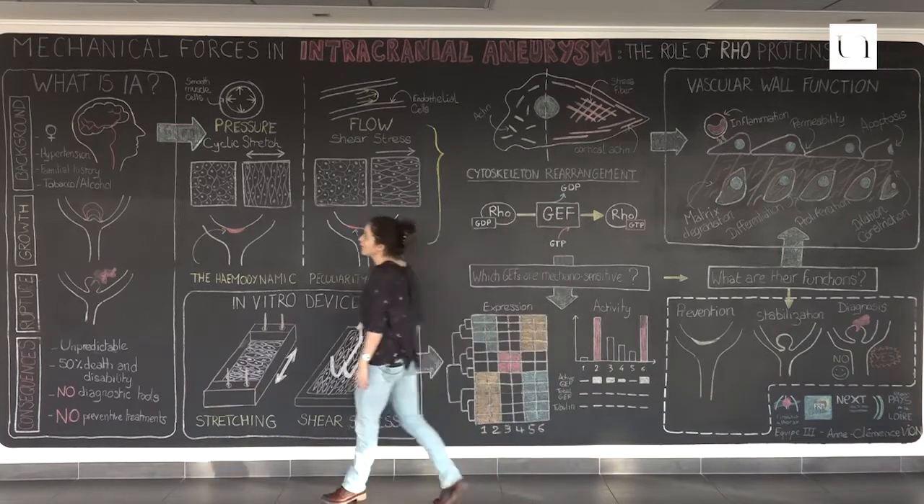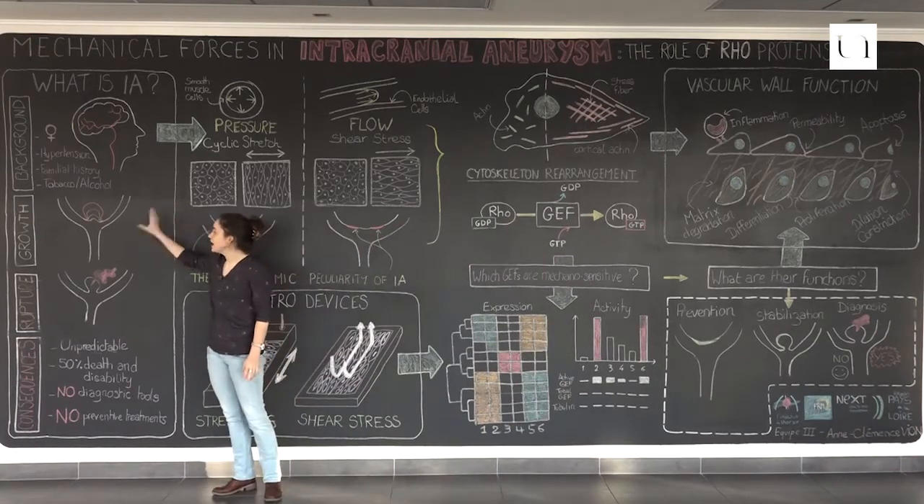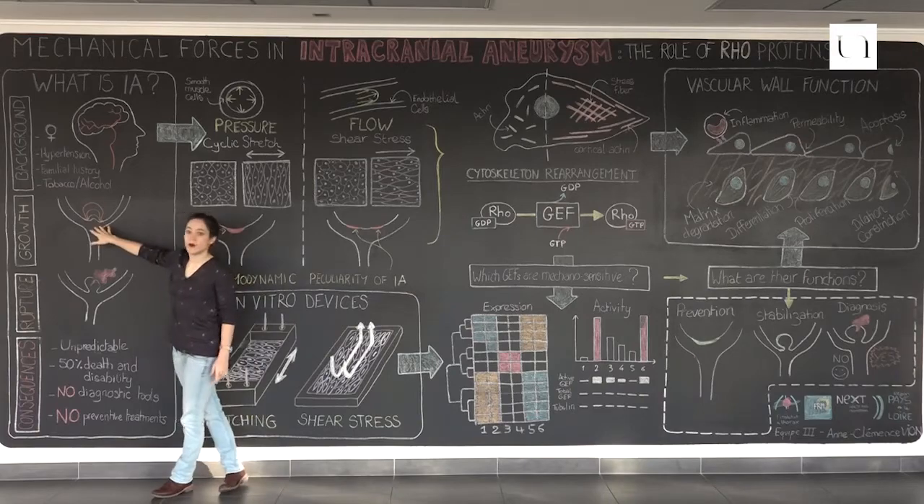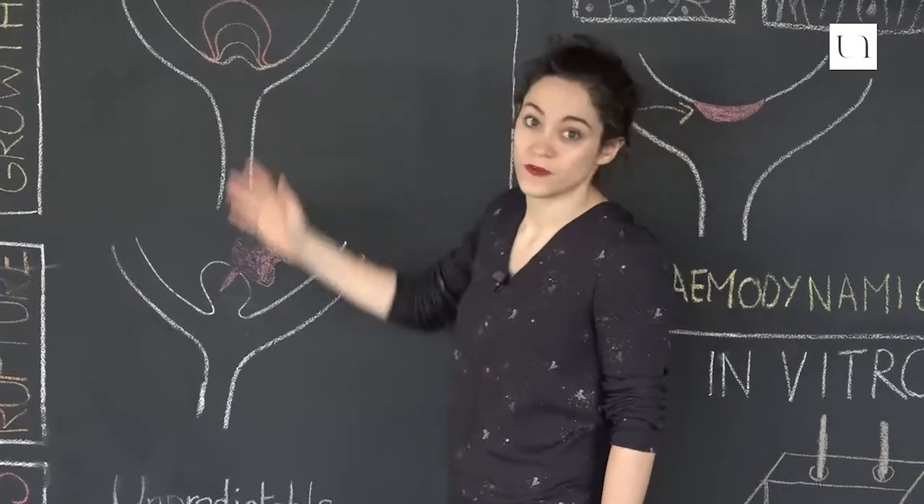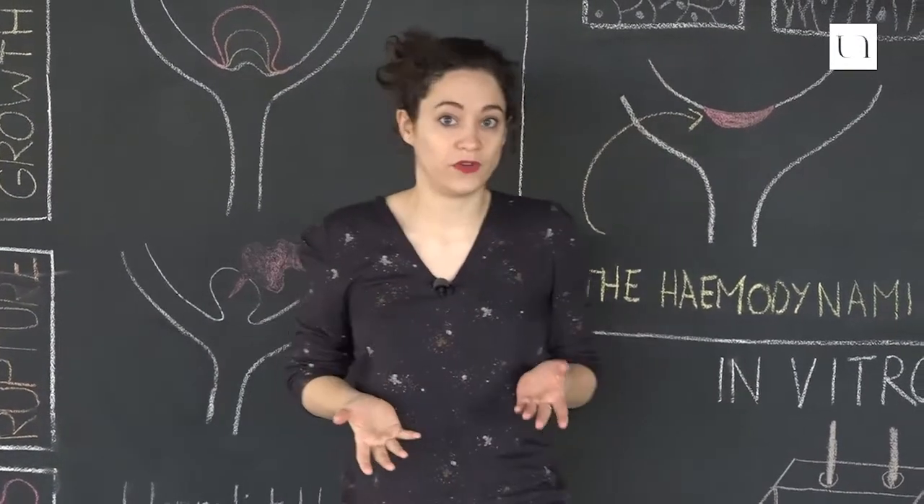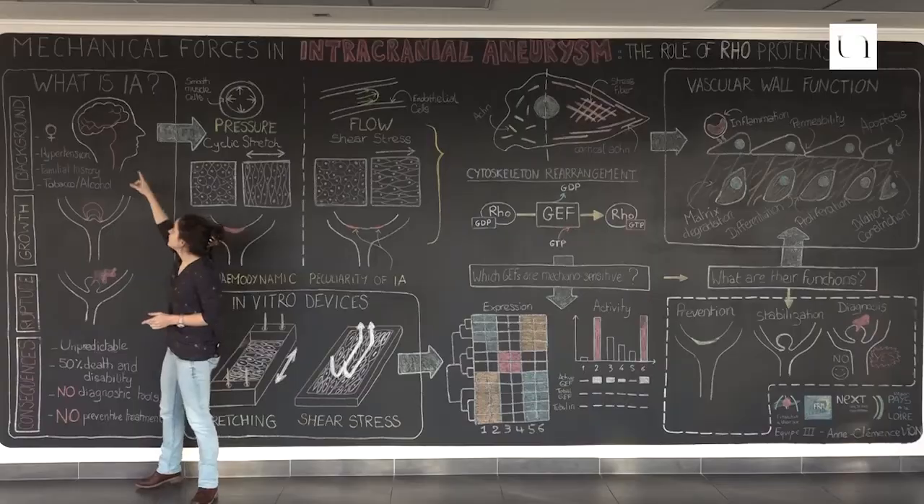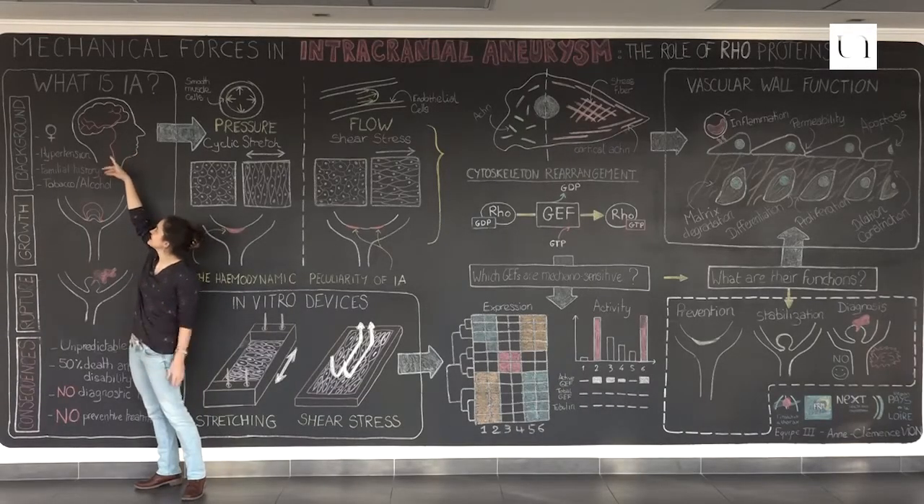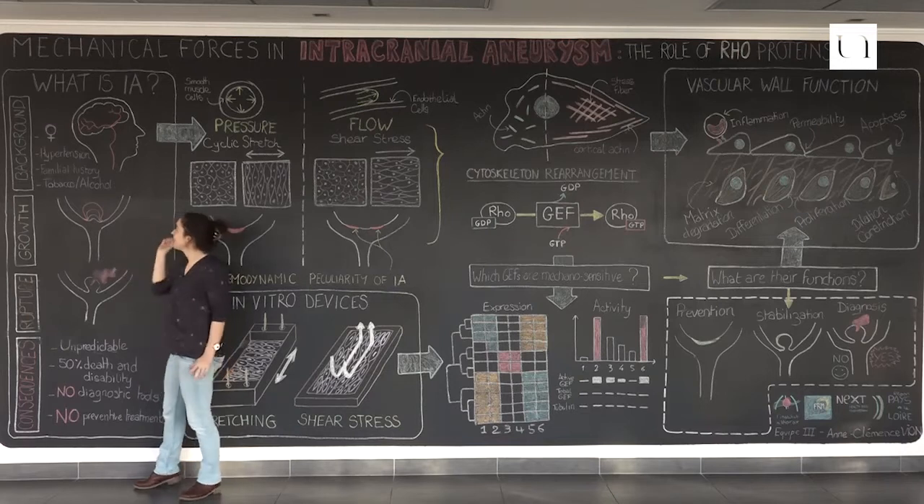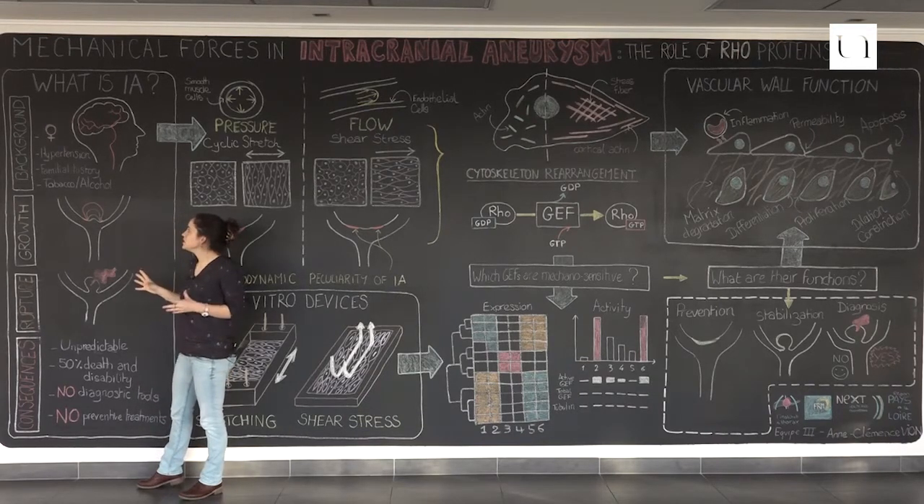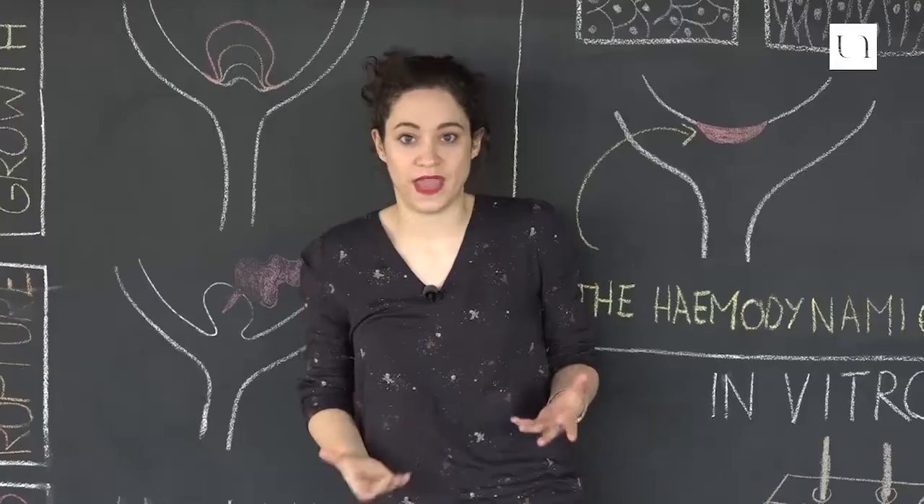So first, what is intracranial aneurysm? It's a local dilation of the vascular wall that occurs preferentially at a bifurcation of cerebral arteries, at the circle of Willis, at the base of the brain. And this pathology usually develops upon hypertension or with aging.